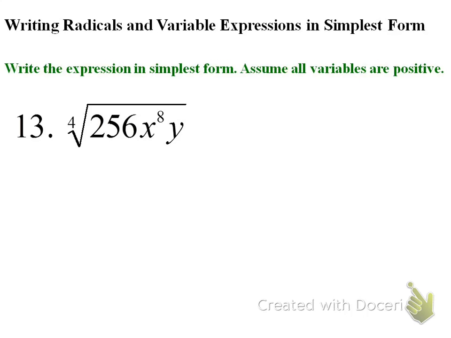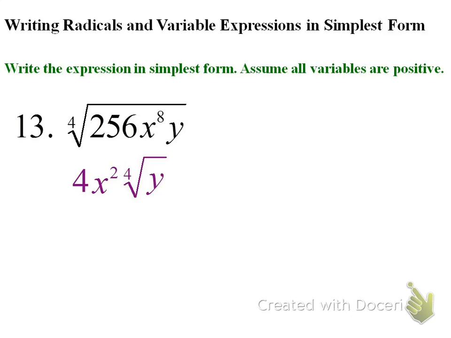So again, back to our PowerPoint. After looking at the prime factorization of 256, we know that that's 4. I'm going to have 2 groups of the x's. So that gives me an x squared in the front, 2 groups of 4. And then inside the 4th root, I have a y.